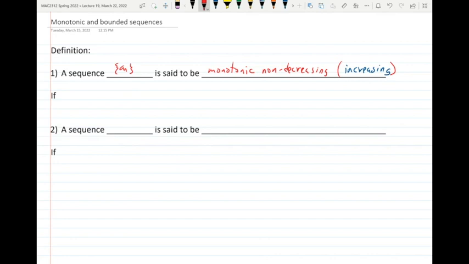So it's said to be monotonic non-decreasing for n greater than or equal to n0 if, for all n greater than or equal to n0, we have that the a_(n+1) term is greater than or equal to a_n. Let me write it. There we are. a_n is less than or equal to a_(n+1).